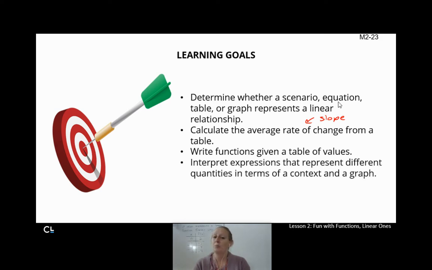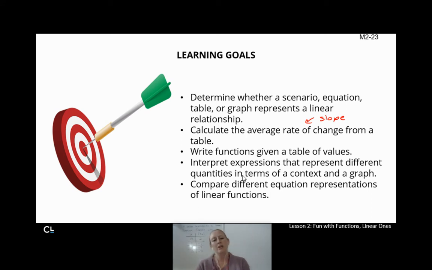And next up, interpret expressions that represent different quantities in terms of a context and a graph. So yes, we have this graph, that's great. We have an equation, that's great. But what does it mean in this particular situation, in this particular scenario? And of course, we'll be comparing different equation representations of linear functions. So we'll just compare our different representations, see if they make sense.